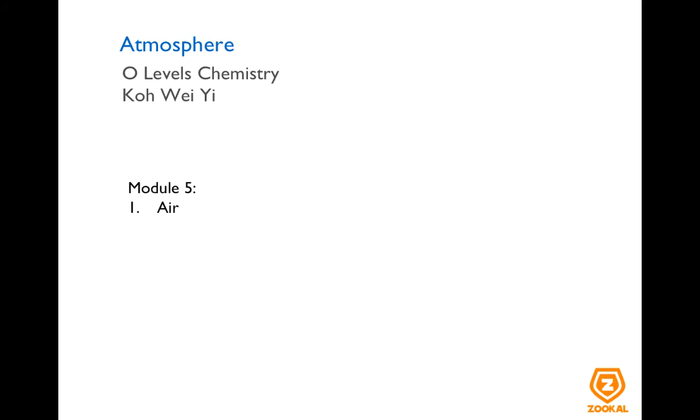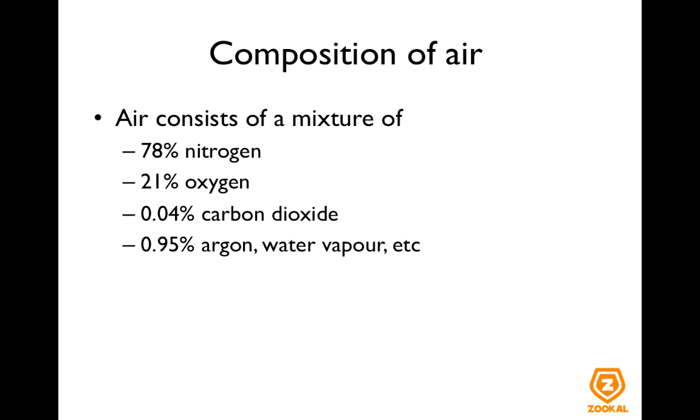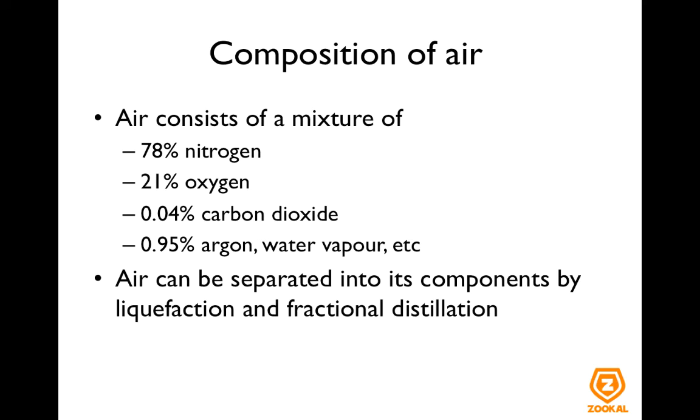Everyone, now let's talk about Module 5, which is Atmosphere. Air consists of a mixture of about 78% nitrogen, 21% oxygen, 0.04% carbon dioxide, and 0.95% of other gases like argon and water vapor. So how do we even determine the composition of air?